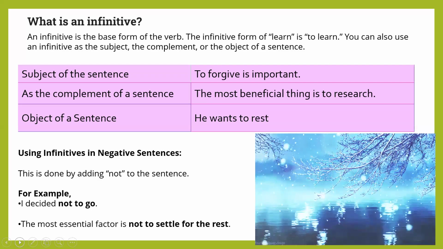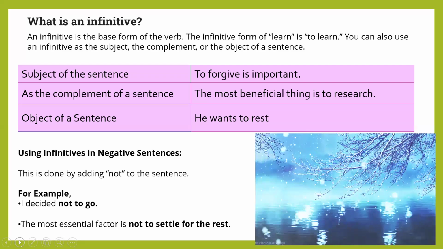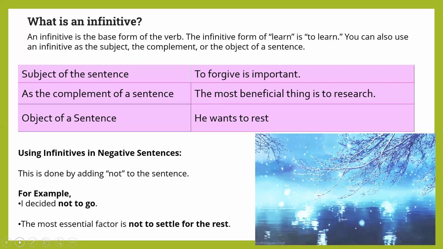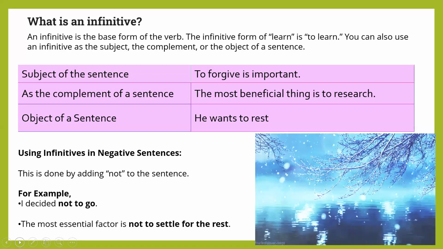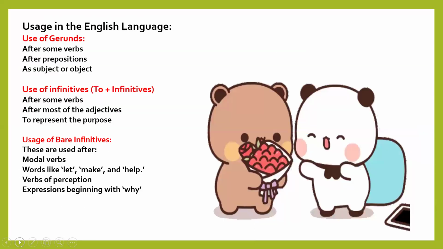So how to use infinitives in negative sentences: the most essential factor is not to settle. Another example: I decided not to go. If we say "I decided to not go," it's wrong. You have to say it like this: I decided not to go. So before the infinitive, we have to use "not." Next example: the most essential factor is not to settle for the rest. So before the infinitive, we use "not" to make negative sentences.